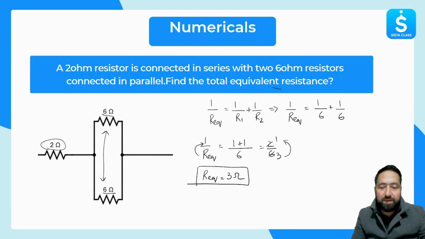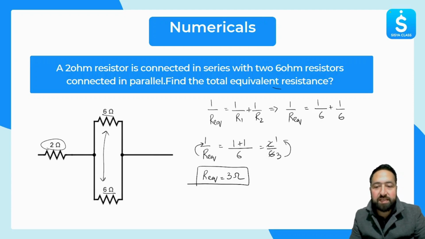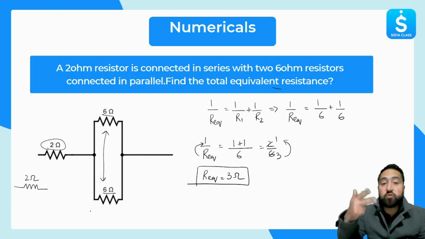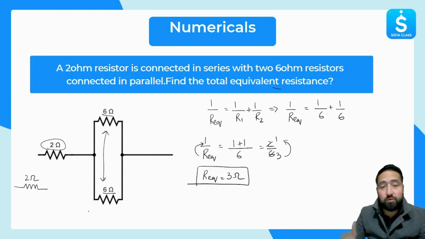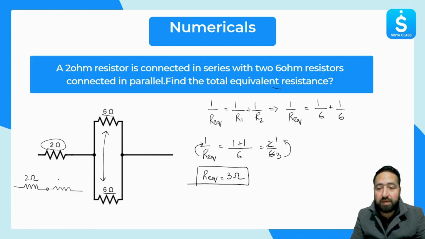Now that 3 ohm resistance will be in series with this 2 ohm resistance. Let me write it like this. This is the 2 ohm resistance which is there. And instead of these two 6 ohm resistors, I can make only one resistor of 3 ohms like this. So when we sum them, 2 plus 3 is 5.